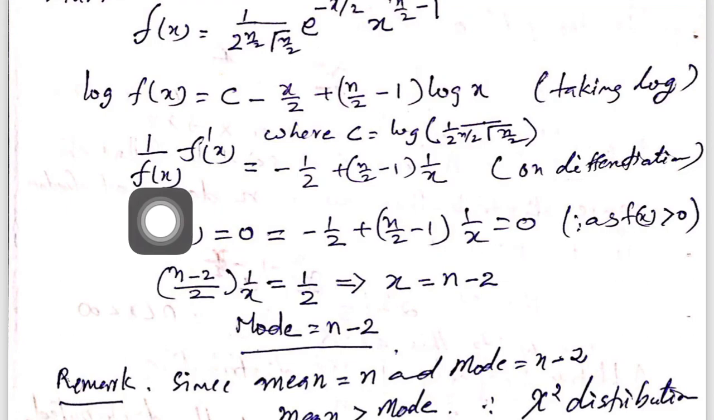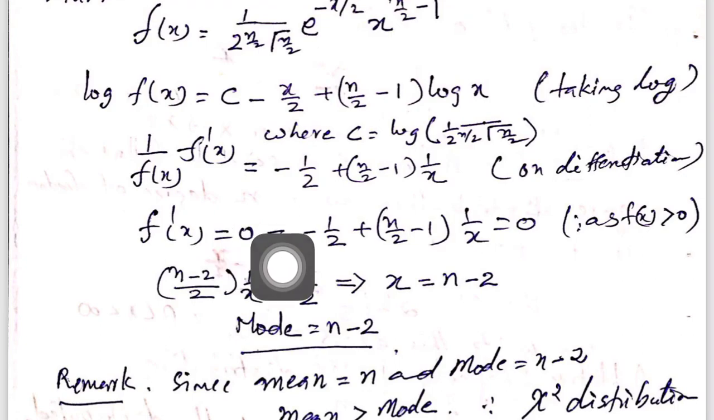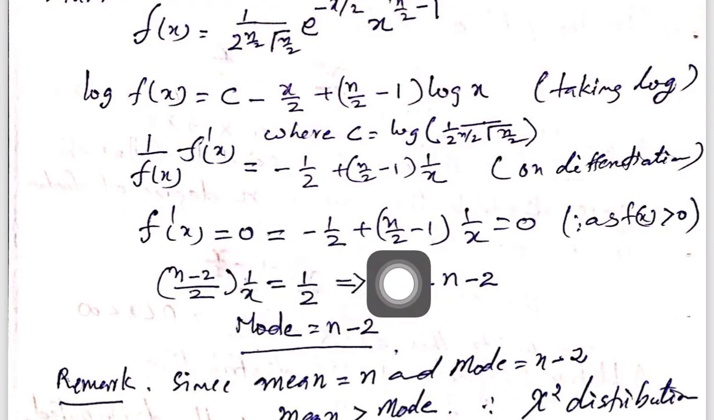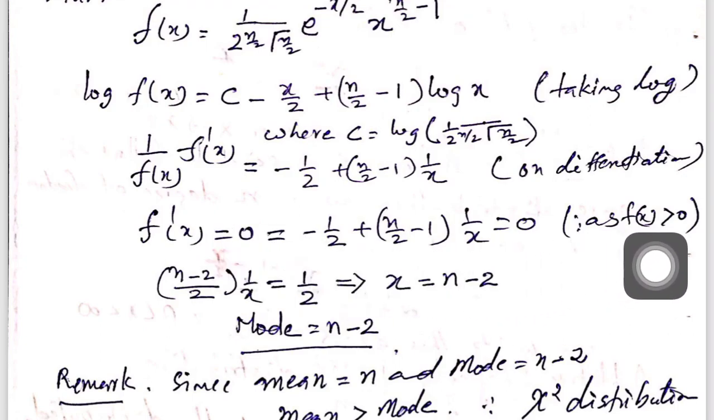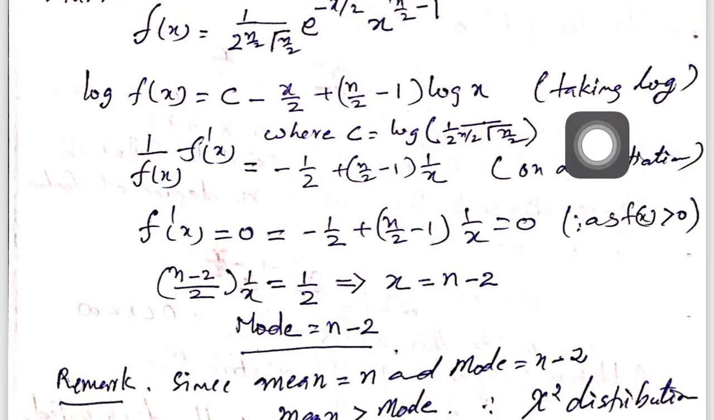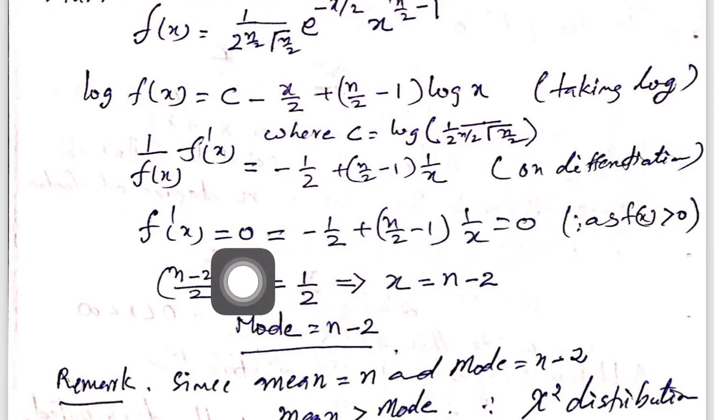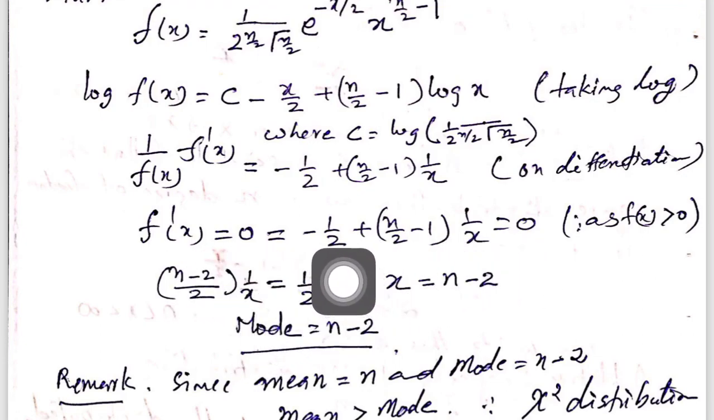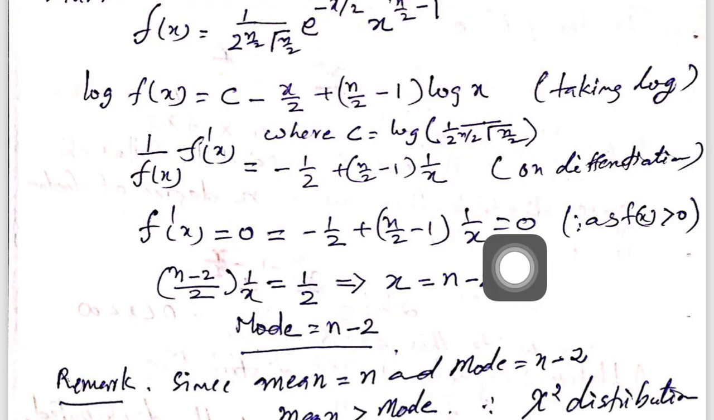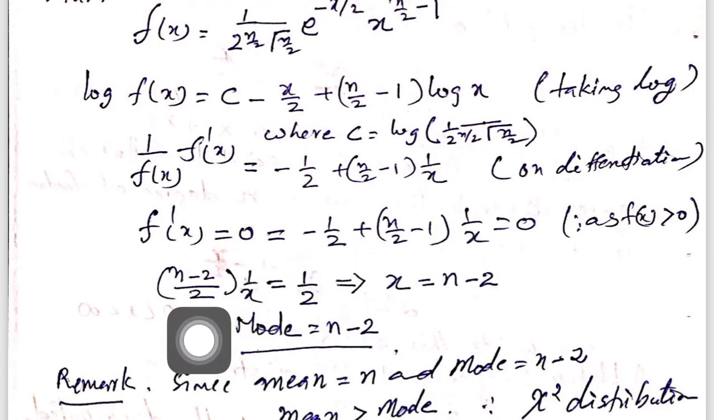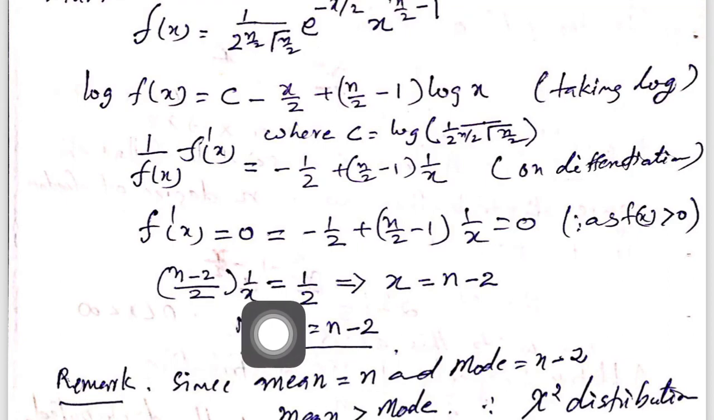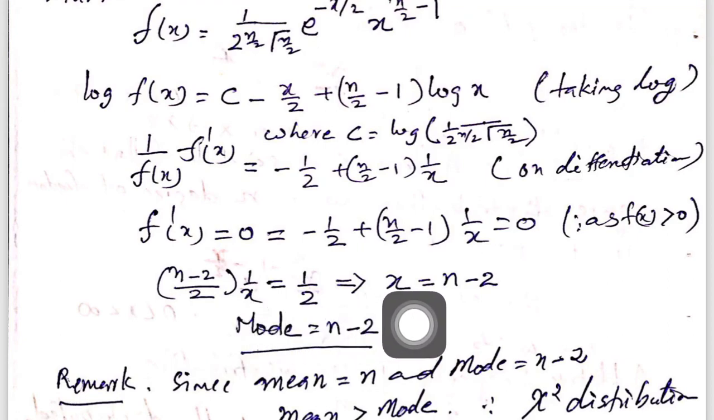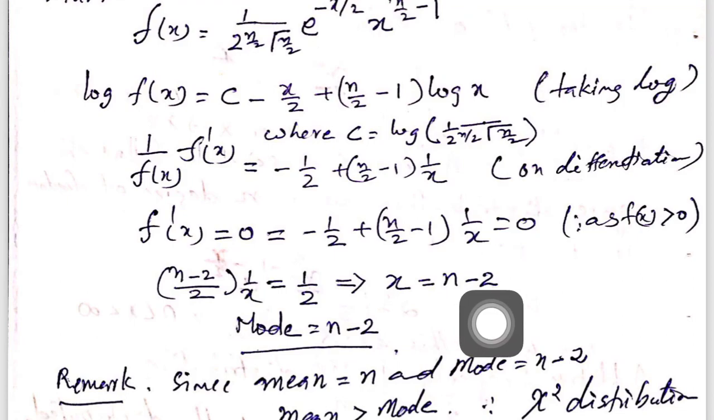But f of x is always greater than 0, and f of x may be 0 only for the range outside what we intend as the range of the random variable. So you can see that this into f of x equal to 0 means this quantity is equal to 0. Okay, this is equal to 0 means n minus 2 by 2 into 1 by x is equal to 1 by 2, which gives you x equal to n minus 2.